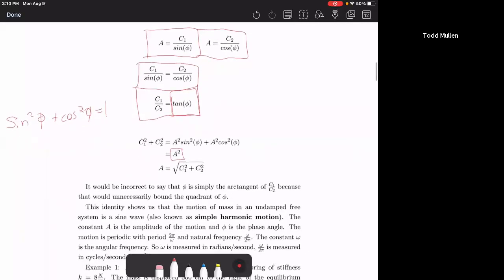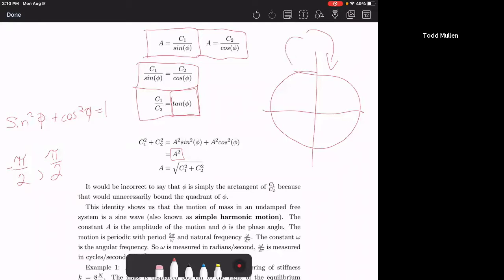Now we can't go too far with this because it would be incorrect to say that phi is simply the arctangent of c1 over c2, because arctangent is bounded between negative pi over 2 and pi over 2. If we picture that on our unit circle, arctan is only on this right side of the circle. But it's possible, depending on if we have some negative numbers involved, that the angle we're measuring is actually somewhere on the left side. So we can't simply say that it's just the arctangent. We're going to need a bit more information.